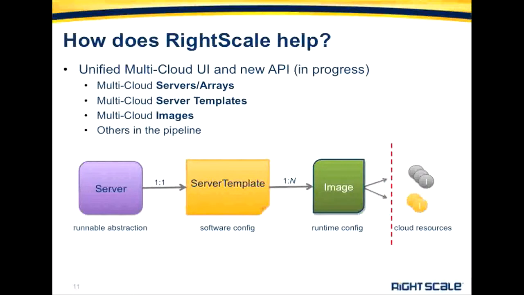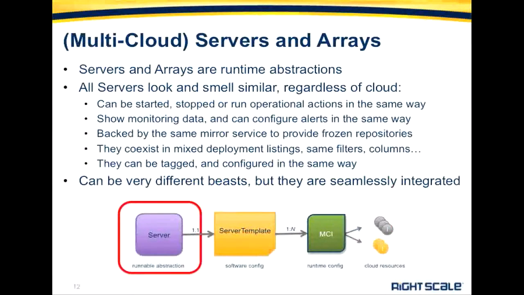RightScale helps by providing a unified view of all these abstractions. I'm going to talk about three very important abstractions and some of the things that are coming down the pipe that really help realize this homogeneous view of dealing with multiple clouds that are potentially really different underneath. In particular, we're going to take a look at the server abstractions, the server template abstractions, which are a configuration definition, and the images that can span multi-cloud. So one by one, let's start with the servers.